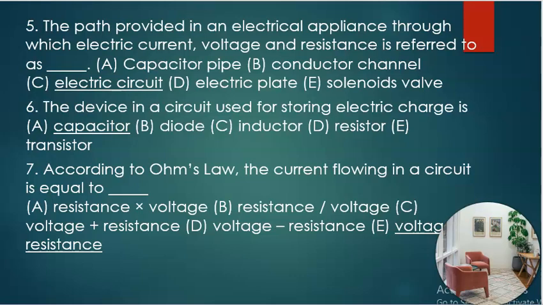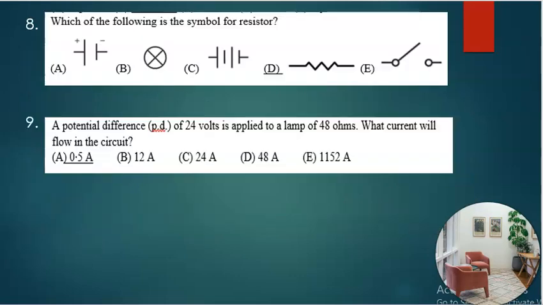Then the device in the circuit used for storing electric charge is what? Capacitor. According to Ohm's law, the current flowing in the circuit is equal to voltage over resistance. And number 8, which of the following is a symbol for resistor? That is G, zigzag line.